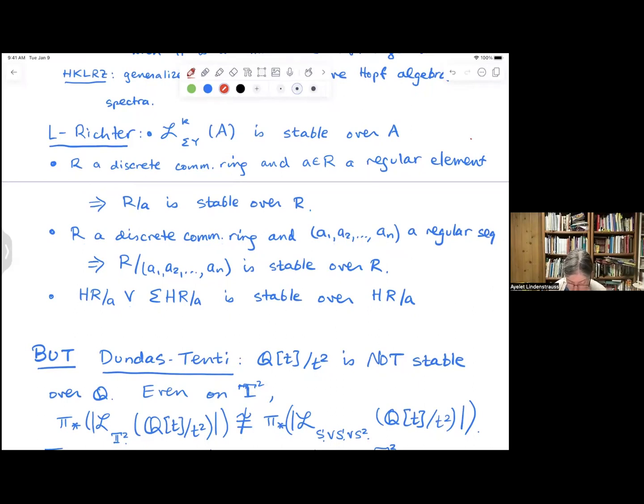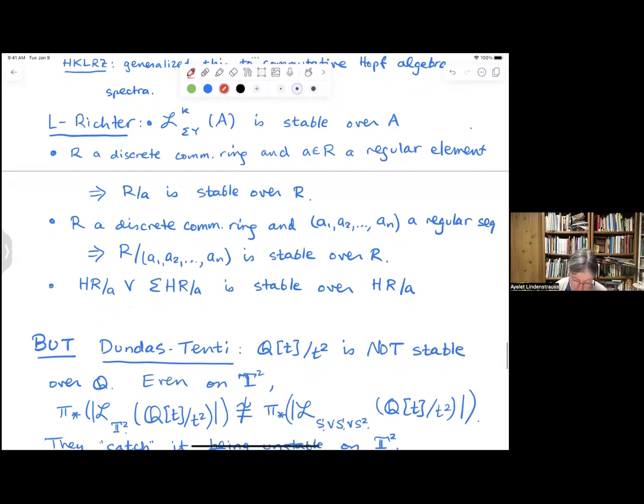So their example is the very non-exotic ring Q[t] over t squared, and it's not stable over Q, because even on the 2-torus, they showed that, so if it had been stable, right, the construction over the 2-torus would be the same as the construction over circle join 2-sphere. And it's not. The Loday construction over the torus is smaller. So they didn't have to pick a very exotic ring, and they didn't have to go to a very high torus to show that it's not.